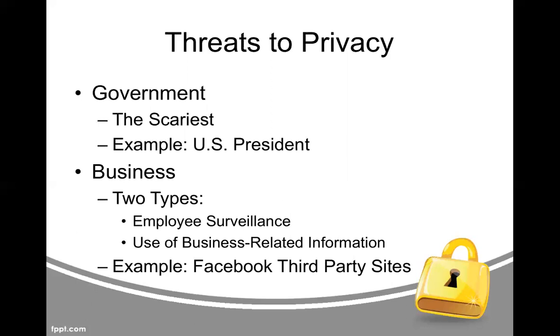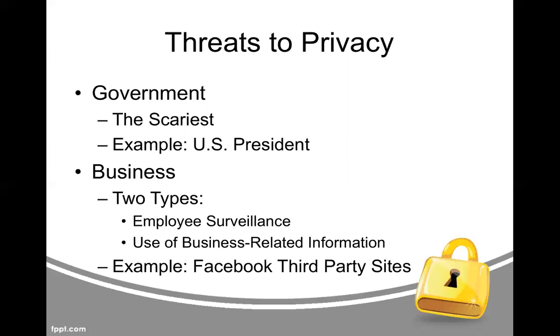Next is business. Now, there are two types of privacy threats for business. Number one is employee surveillance, and number two is the use of business related information. So, employee surveillance is pretty much where you have cameras throughout the workplace, and things like that. You just want to ensure that you don't put cameras in the wrong places, such as bathrooms, offices, all those different types of things. You don't put cameras in there.